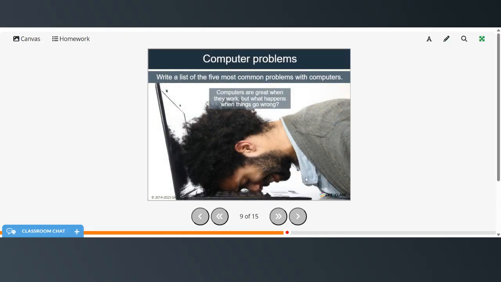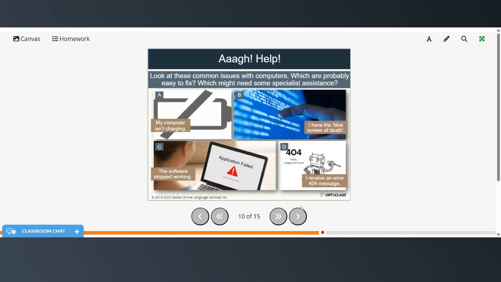Now write a list of the 5 most common problems with computers. Computers are great when they work, but what happens when things go wrong? So look at the common issues with computers, which are probably easy to fix and which might need some special assistance. My computer isn't charging, I have the blue screen of death, the software stopped working, and I received an error 404 message.